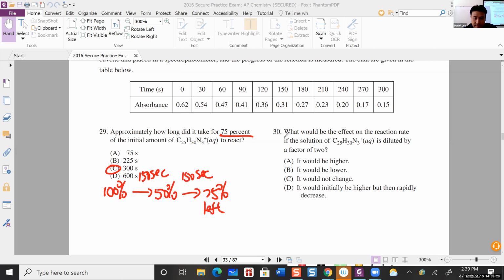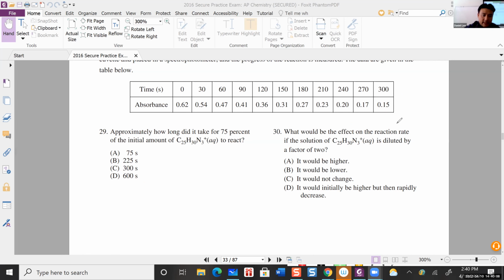Second one, number 30, what would be the effect on the reaction rate if it's diluted by two? Now, because it's first order, it's going to be directly proportional. If you have the violet color compound right here, C25H30N3+, the rate would also halve accordingly. Right? So the answer is half. So B would be lower. Okay? Exactly how low? It's going to be half as low. So 29 and 30. Okay? Is that all right? It's pretty easy so far. Right? Let's move on to the next question. Let me get rid of this.